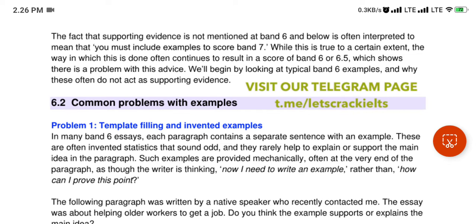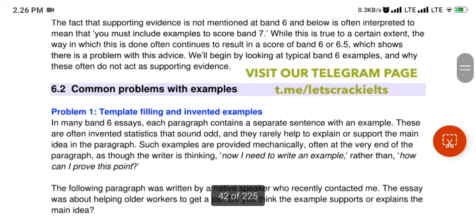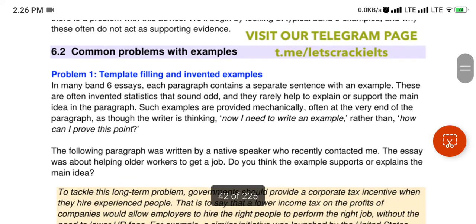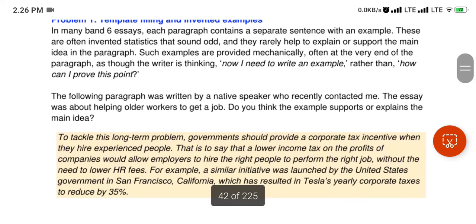In many band 6 essays, each paragraph contains a separate sentence with an example. These are often invented statistics that sound odd, and they rarely help to explain or support the main idea in the paragraph. Such examples are provided mechanically, often at the end of the paragraph, as though the writer is thinking, now I need to write an example, rather than, how can I prove this point?